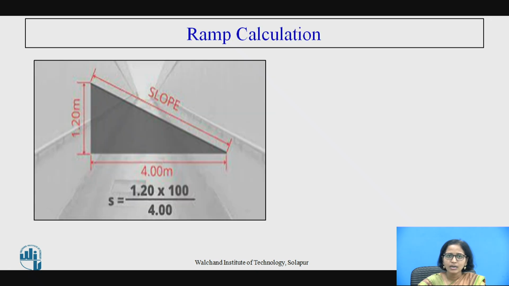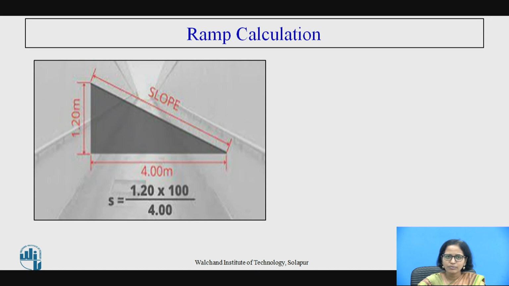Let's see how the ramp calculations can be done. The rise is given to you as 1.2 meter, whereas the horizontal distance is 4 meter, over which the slab or the ramp has to be provided. So the slope will be worked out as S equal to 1.2 divided by 4 into 100.